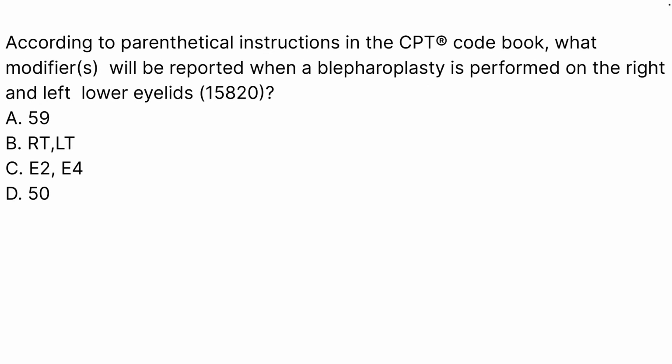Next question. According to parenthetical instructions in the CPT codebook, what modifiers will be reported when a blepharoplasty is performed on the right and left lower eyelids? A. 59, B. RT, LT, C. E2, E4, D. 50. Here, a patient has blepharoplasty performed on both lower eyelids. Which modifier should we report according to CPC instructions?